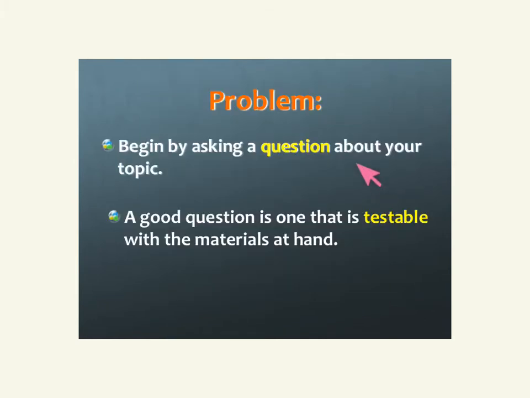So our first major step is to come up with a question about a particular topic, and it's got to be a question that's actually testable. So for example, a testable question might be, what is the effect of sugar on the heart rate of mice? A question that would not be testable would be something like, why do mice like sugar?